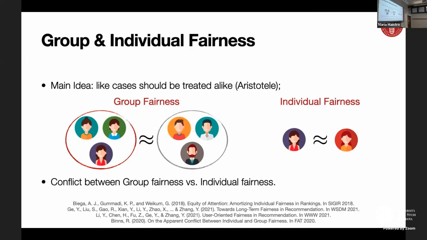Now there is a conflict between these two. It has been proven in the context of classification that if you achieve group fairness, you cannot get individual fairness, or the other way around. But in ranking, it's still up for discussion. It has not been formally proven.